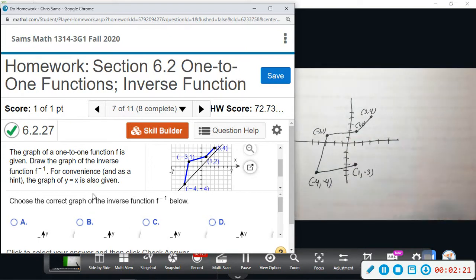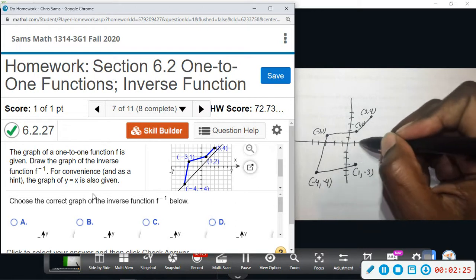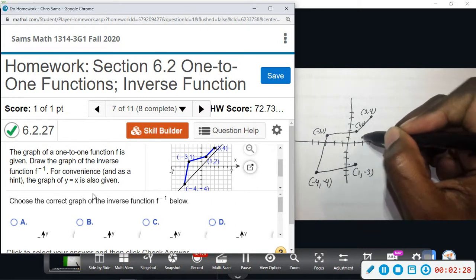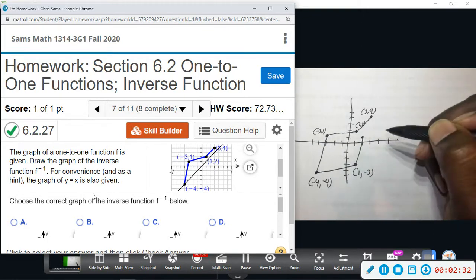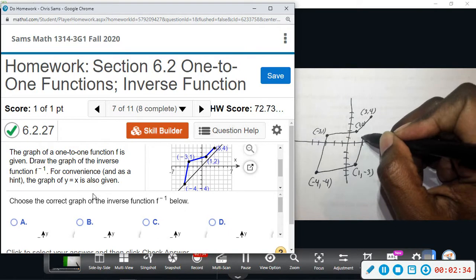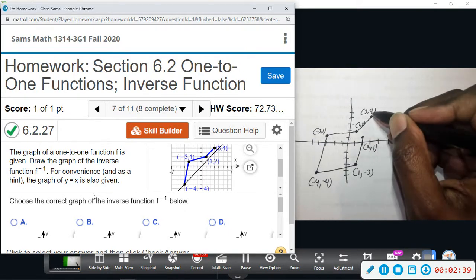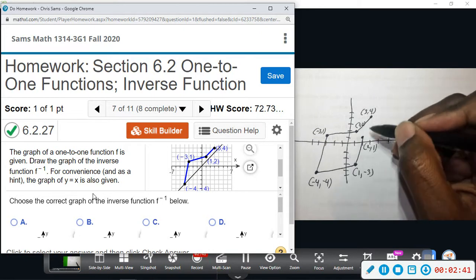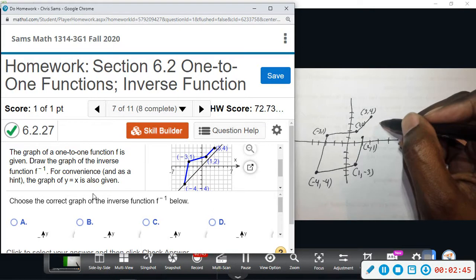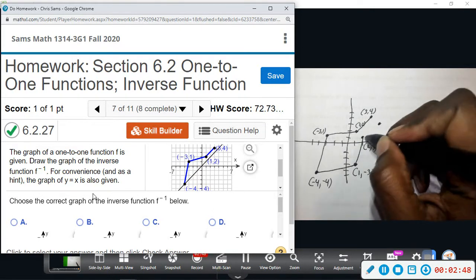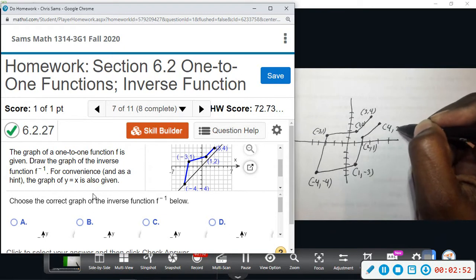You switch the x and y. This one is 1, 2, so it will be 2, 1. Right 2 and up 1. So then it would go up this way. And then the last pair, 3, 4, would switch to 4, 3. Right 4, up 3. And that would be 4, 3.